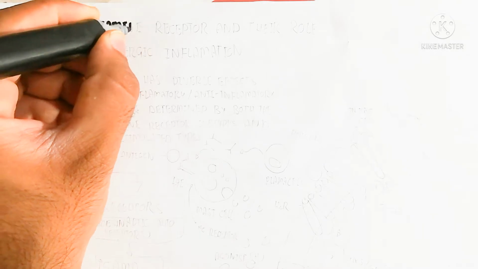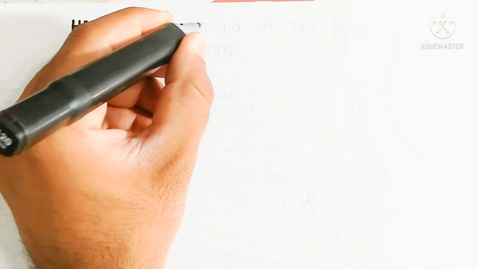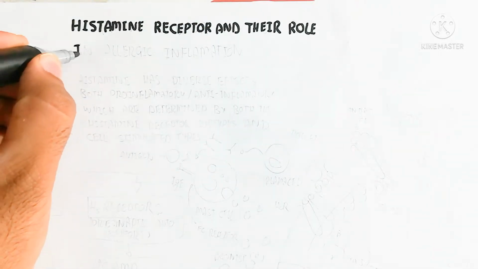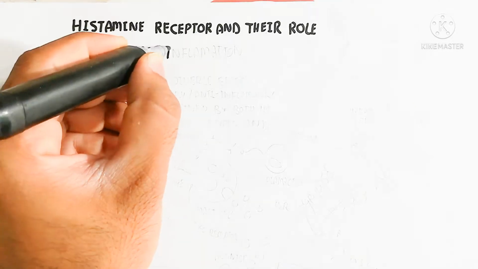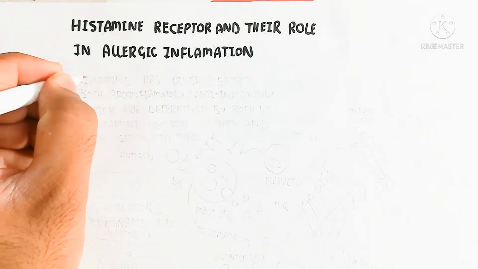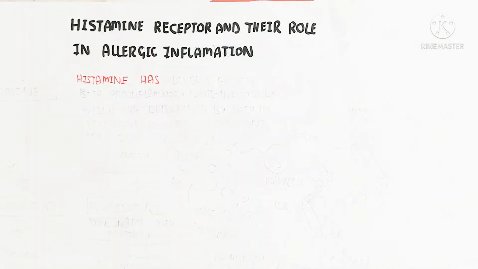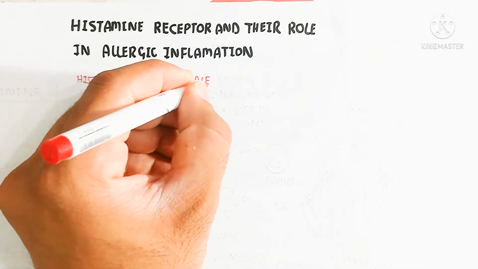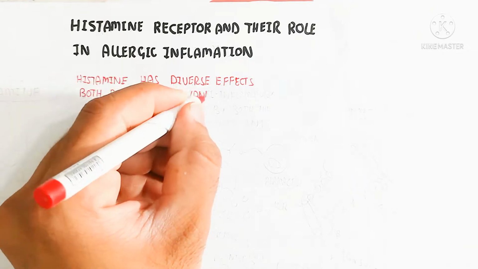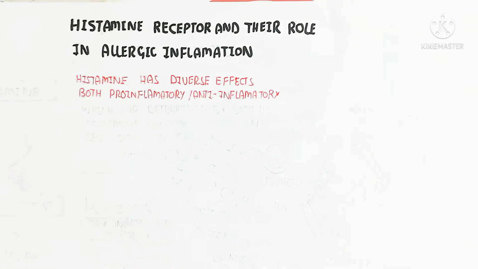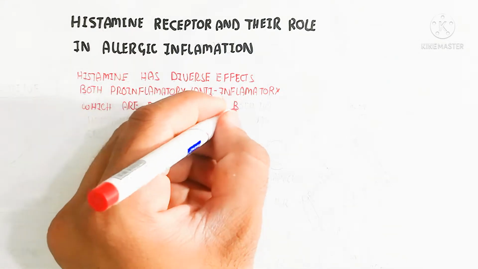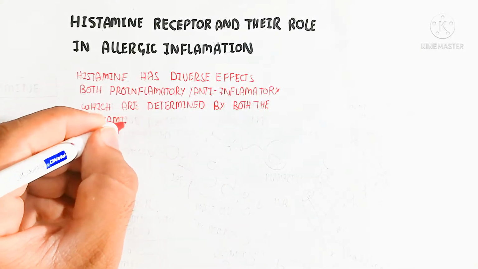Hello, in this video we will discuss the histamine receptors and their role in allergic reaction and allergic inflammation. Histamine will be released from the mast cell, and histamine has diverse effects, both pro-inflammatory and anti-inflammatory, which are determined by both the histamine receptor subtypes and the cell stimulated types. In this way, different cells will stimulate different reactions and different effects.